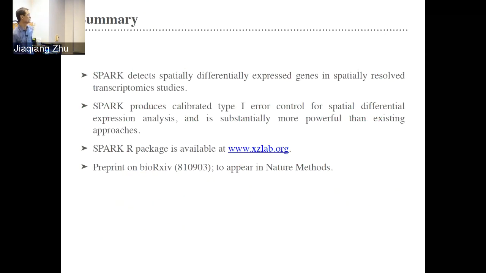Okay, so in summary, we developed SPARK to detect spatially differentially expressed genes in spatially resolved transcriptomic studies. And SPARK produces calibrated type 1 error control and is substantially more powerful than the other methods. This package is available on our website, and the preprint is available on bioRxiv and to appear in Nature Methods.